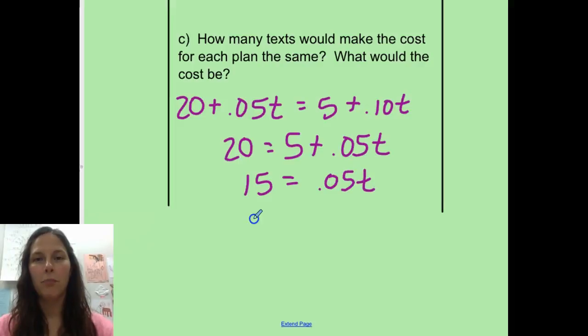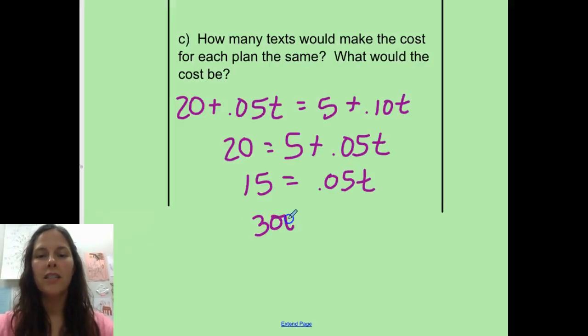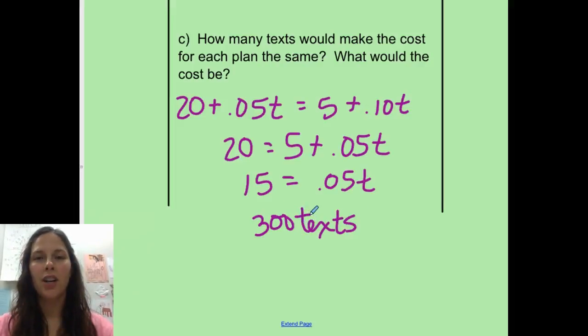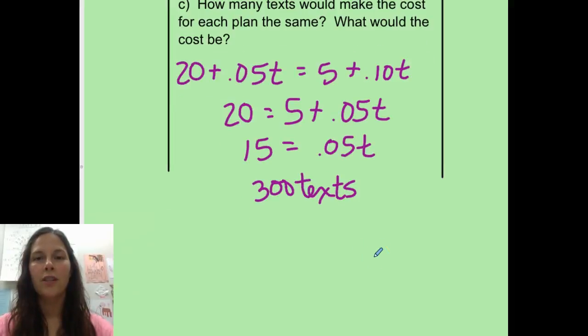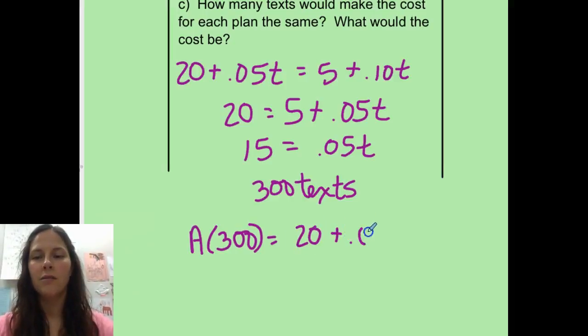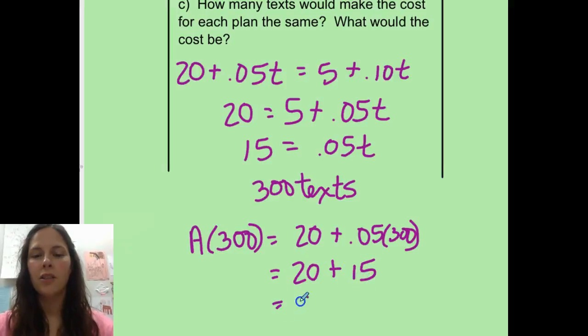dividing both sides by 0.05, we get 300 texts would be the amount to send in order for Plan A and Plan B to cost the same. This answers the first question. The second question is, what would the cost be? We can substitute 300 into either function because they will both be the same at 300 texts. I'm going to choose Plan A, so we're subbing 300 in for the number of text messages that we send. $20 plus the $15 for the text messages would give us a total of $35 for our phone bill for the month.